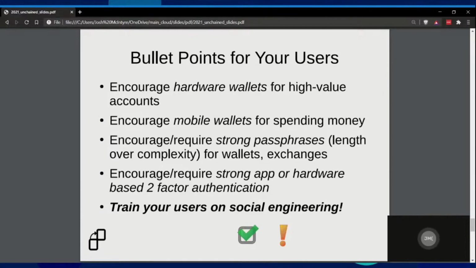I know it's maybe a little bit more engineering work, but I personally always love when I go to a website and they allow me to use a YubiKey as two-factor auth. That makes me feel more comfortable that they are taking my security seriously and they are enabling me to take my own security seriously. Train your users on social engineering.